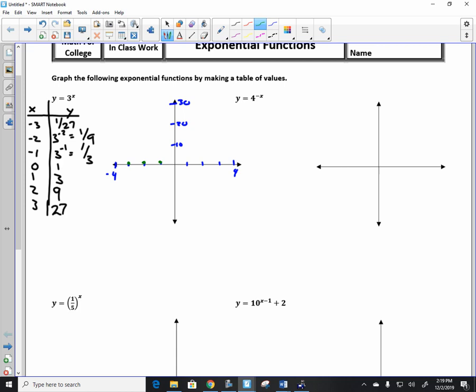0, 1, that is going to be just a little bit above the x-axis. As you notice, it starts to get a little bit taller. 1, 3. 2, 9. 3, 27. So if you notice, the graph will never go below what? It'll never go below 0. It'll never go below the x-axis.